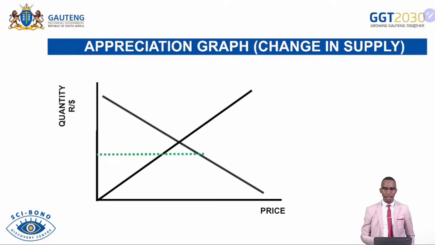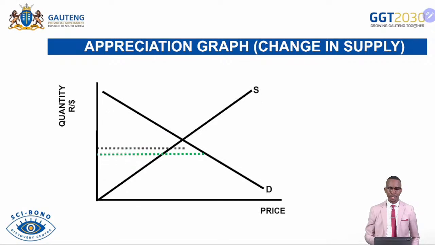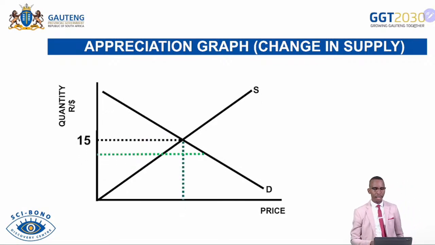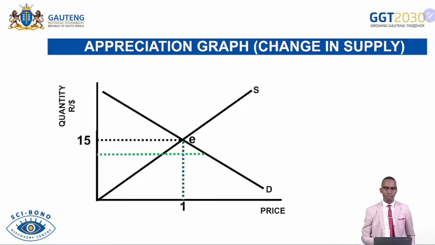That is our supply, that is our demand. We label the supply, label the demand for the foreign currency. And then that is the equilibrium being indicated there. So originally, our rand is trading at 15 rand to $1. And then that is our equilibrium.